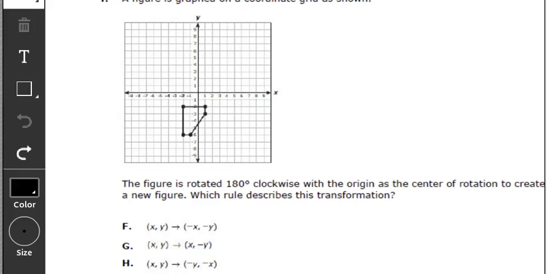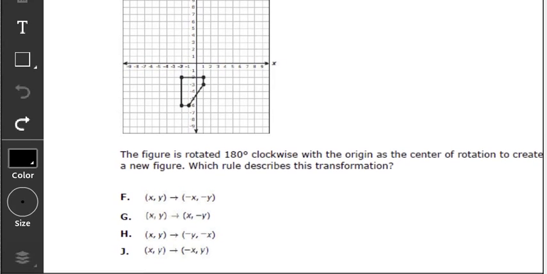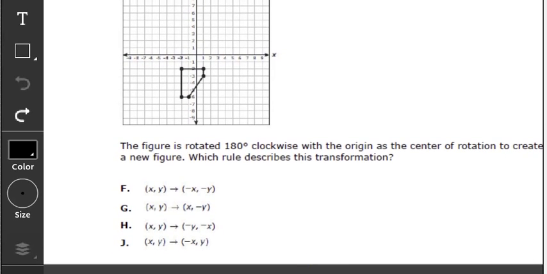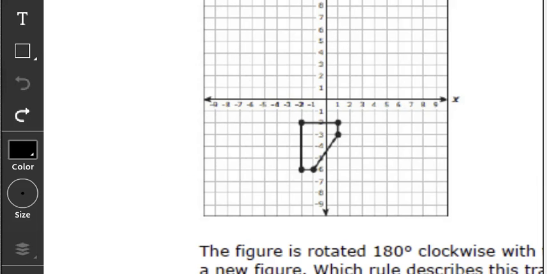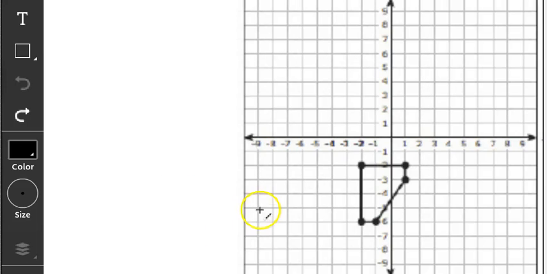Number 4, a figure is graphed on the coordinate grid as shown. The figure is going to be rotated 180 degrees clockwise with the origin as the center of the rotation to create a new figure. Which rule is describing this transformation? So I'm going to zoom in a little bit here, just because I want to show something about how that's going to rotate.